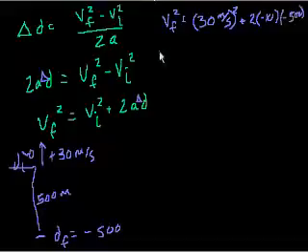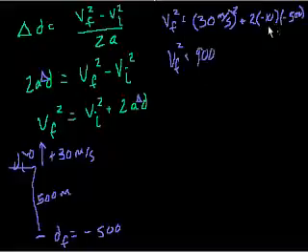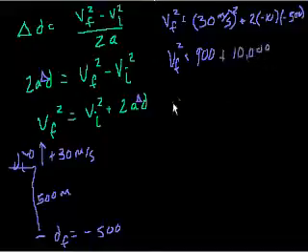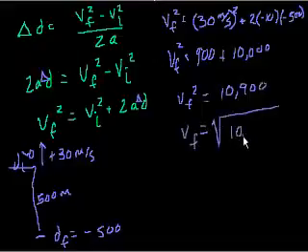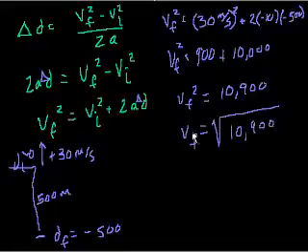Right? So what does this get us? So we get Vf squared is equal to 900, and then the negatives cancel out. 10 times 500 is 5,000. 5,000 times 2 is 10,000. So Vf squared is equal to 10,900. So the final velocity is equal to the square root of 10,900. So what is that?